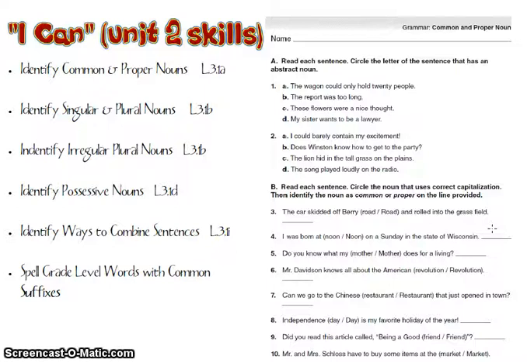Number 7. Can we go to the Chinese restaurant that just opened in town? Number 8. Independence Day is my favorite holiday of the year. Number 9. Did you read the article called Being a Good Friend? And number 10. Mr. and Mrs. Schloss have to buy some items at the market.